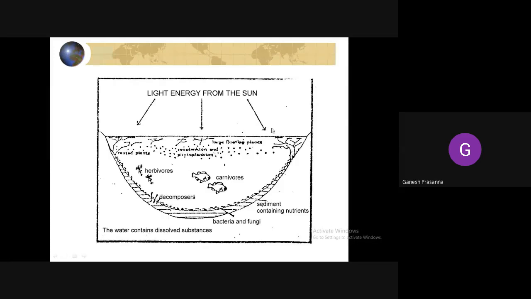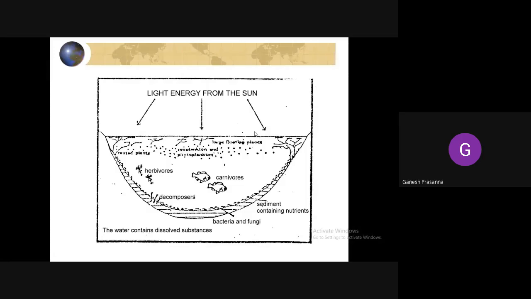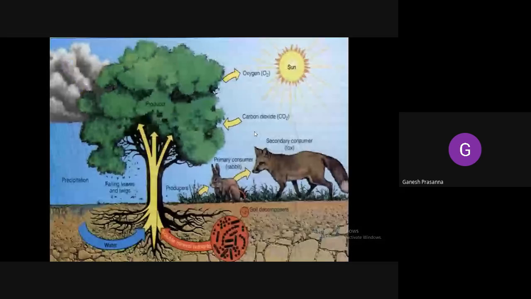So this is a small example for a pond ecosystem, wherein you can see there are herbivorous plants, there are carnivorous plants and carnivorous animals, there are herbivores, zooplankton. So coming to how exactly this ecosystem takes place, you can see how exactly these linkages take place.